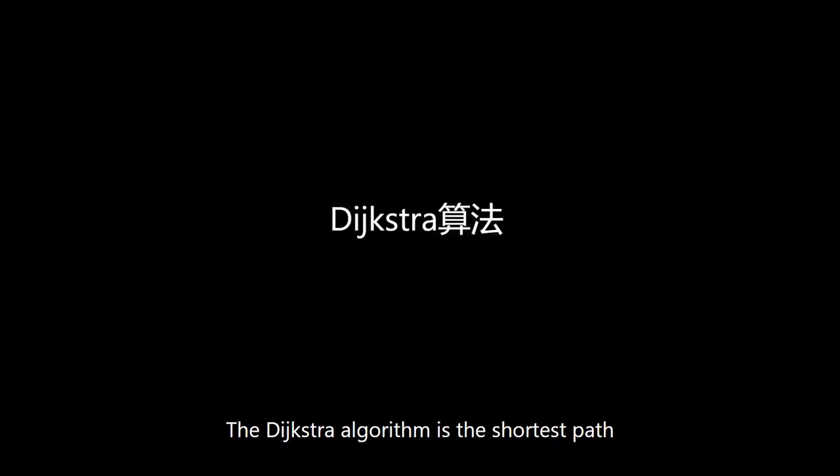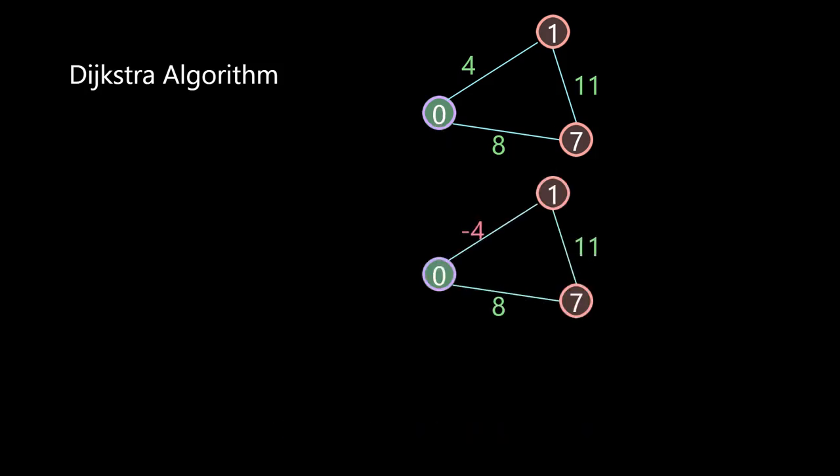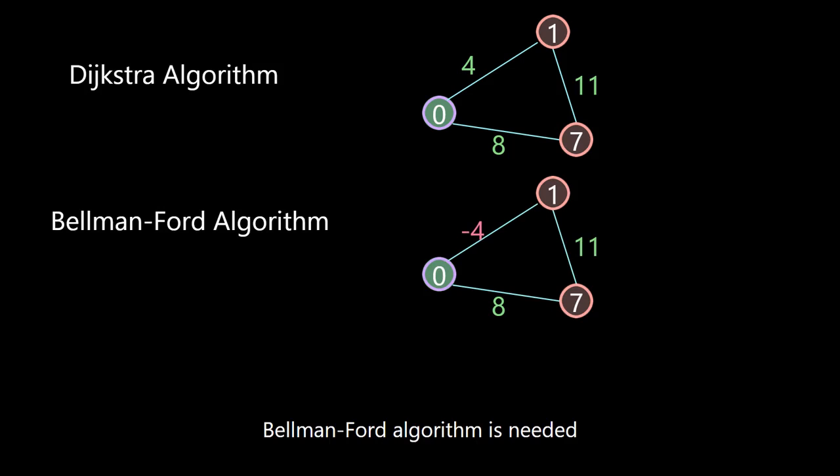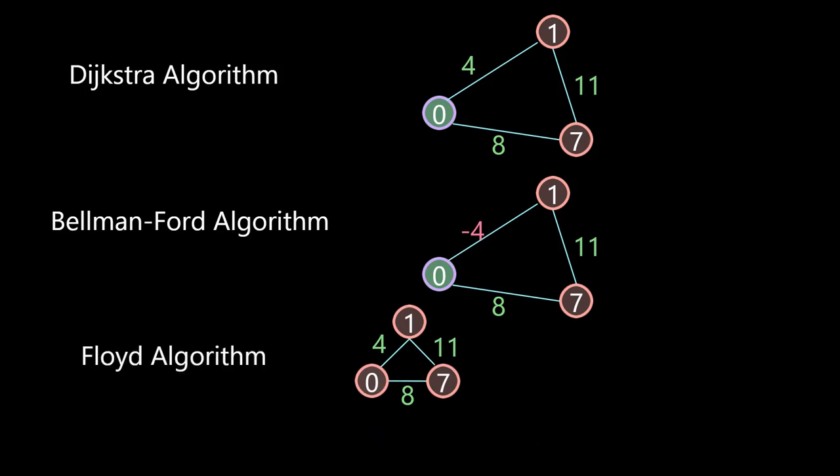The Dijkstra algorithm is the shortest path algorithm from one vertex to the other vertices. The node edges have their own different weights, but they all must be positive numbers. If they are negative numbers, the Bellman-Ford algorithm is needed. If you want to find the shortest path between any 2 points, you need to use the Floyd algorithm.